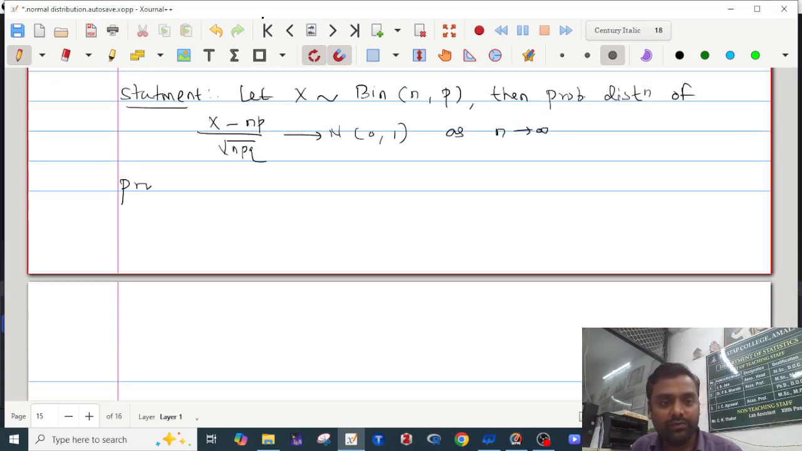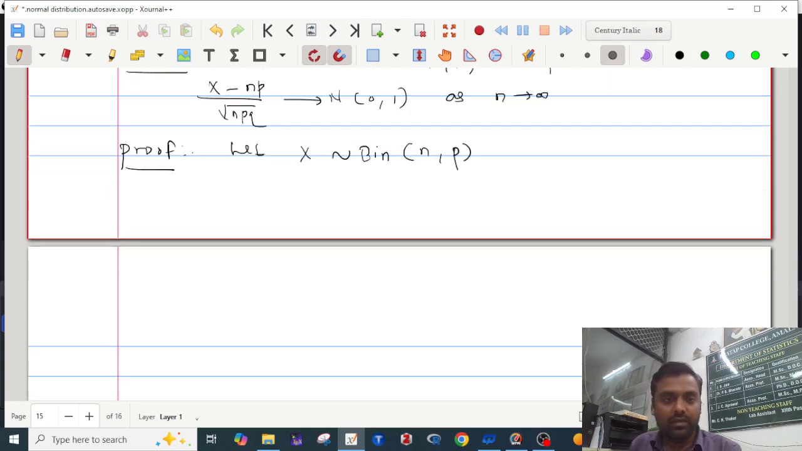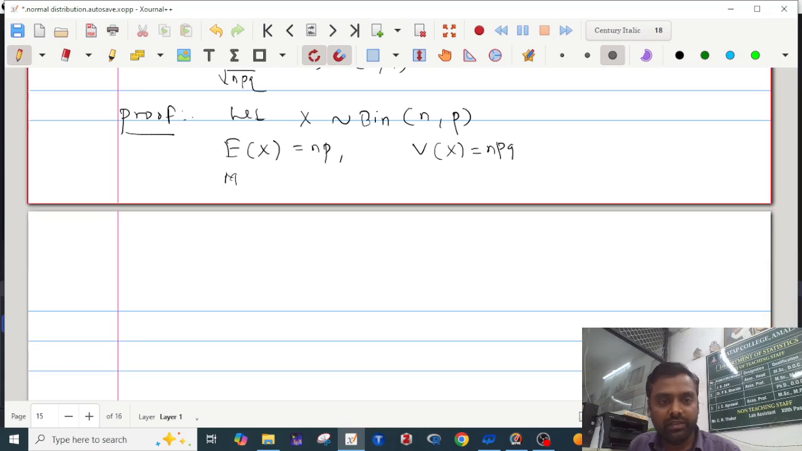Let's see its proof. We will prove it very similarly to the earlier one. So let X follow binomial n, p. Its mean is np, variance is npq. Its MX of t is (q plus p e raised to t) raised to n.